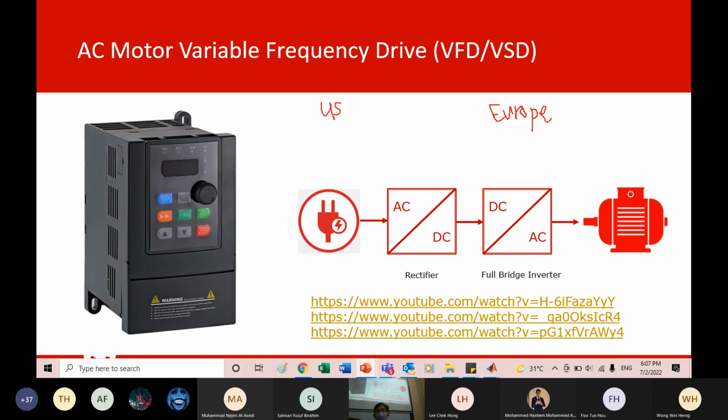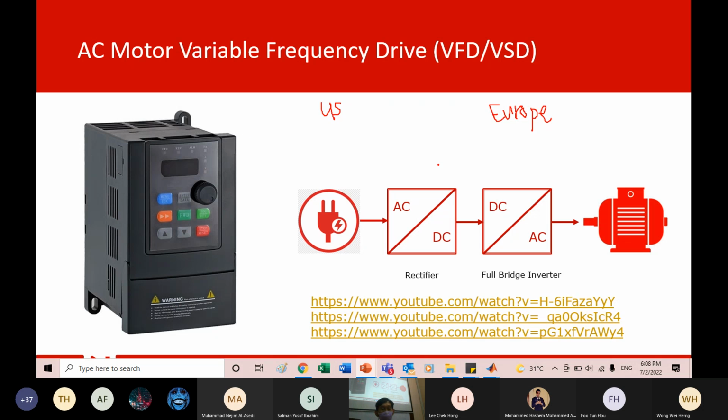If you want to buy this from ABB or Schneider, European companies, you say, I want to have a VSD. VSD stands for variable speed drive; VFD stands for variable frequency drive. Physically, this device looks something like that. This is a real device; in fact, I have one in my office.